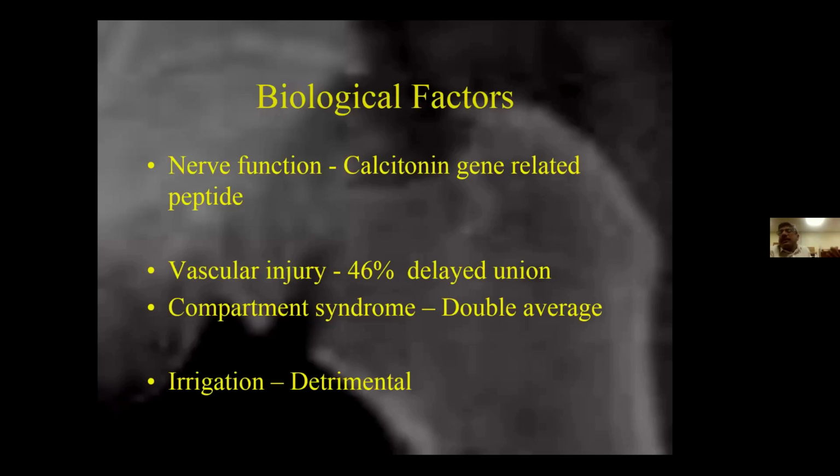So now doesn't it make sense that we say, yes, I don't want a nerve injury because it affects the calcitonin gene-related peptide? It normally is a vasodilator, good for vascularity, but that's not happening. So the vascularity part is affected. Next, a vascular injury is well known. We know that a vascular injury will have a higher rate of delayed union. And the reason for that is, once again, vascularity to the bone is affected.